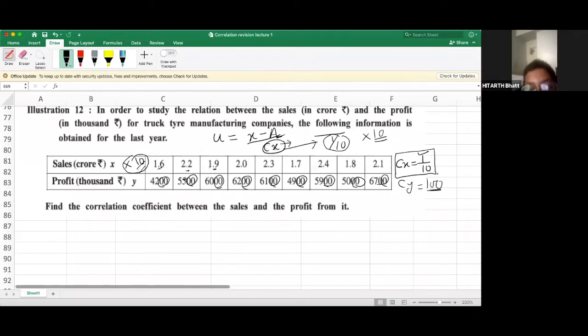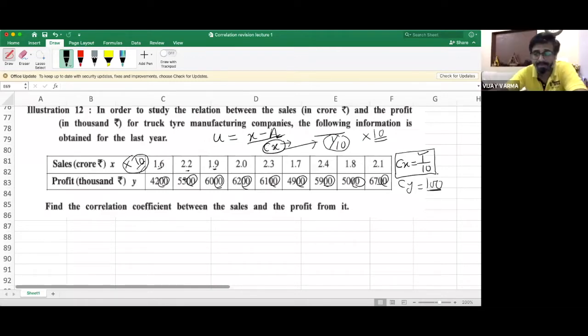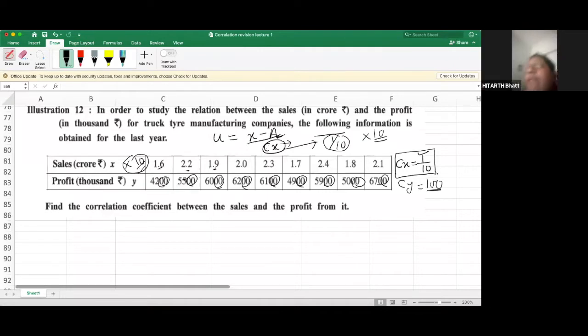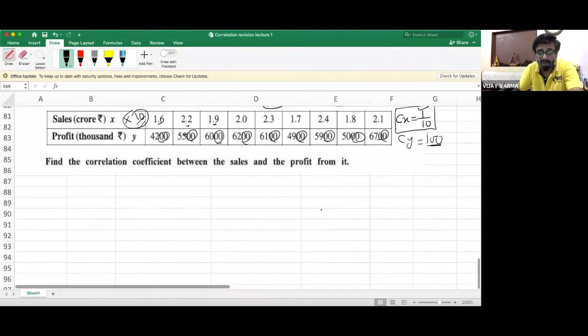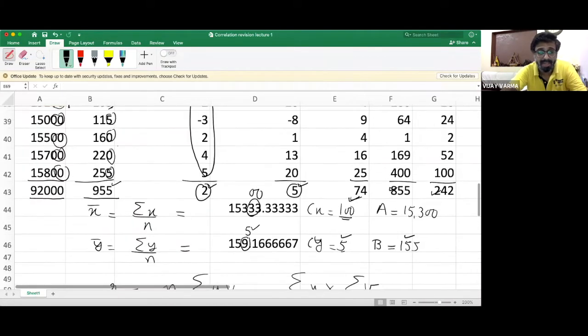Got it? Anyone who is not clear, directly unmute yourself or raise your hand, and I'll clear the doubt. Everyone is clear, so I'm proceeding further. Now, the question asks: find the correlation coefficient between the sales and the profit from it. First of all, note down the values of x and y given in the question.